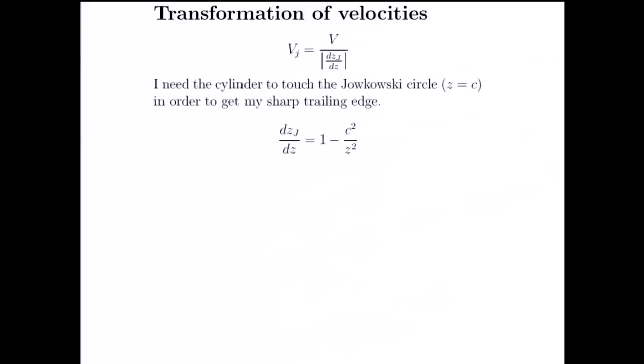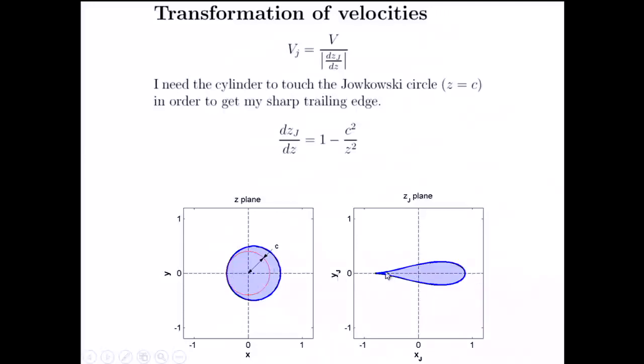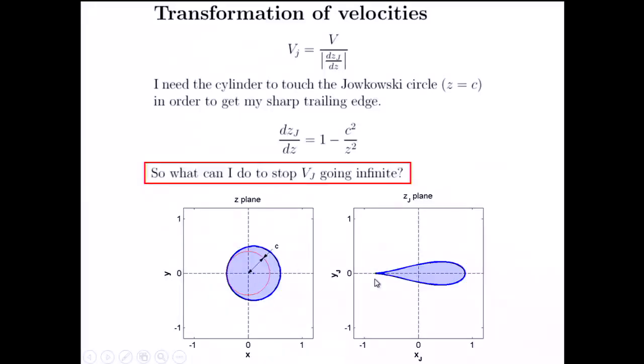But we can't really avoid it because we need the cylinder to touch the Joukowsky circle at a critical point to form that sharp trailing edge. So there isn't really anything I can do about it to avoid this point. So what can I do to stop Vj from going infinite? Any suggestions? No? Okay, so your suggestion is let it be. Surely that's not going to work.